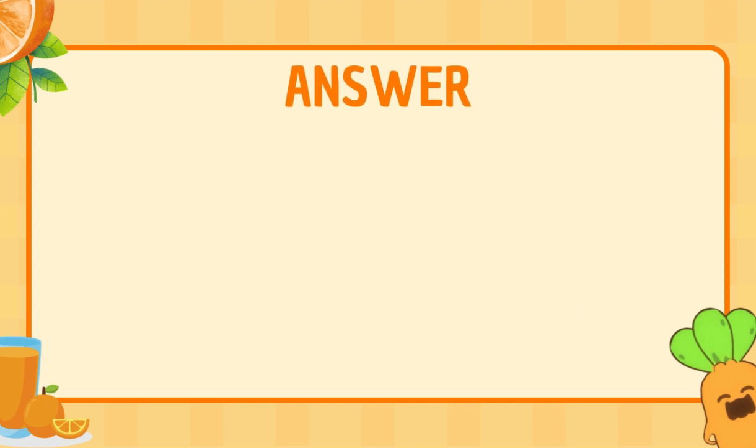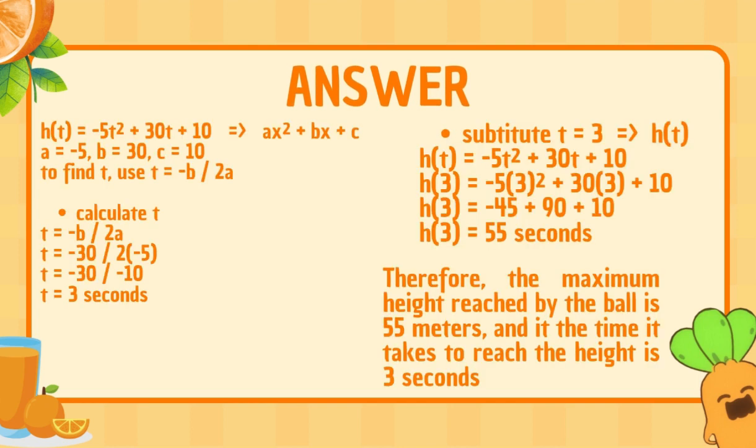So, the answer: h(t) equals minus 5t squared plus 30t plus 10 is the same form as ax squared plus bx plus c. So we can assume that a equals minus 5, b equals 30, and c equals 10. To find t, use t equals minus b over 2a. The first step is calculating t. t equals minus b over 2a.